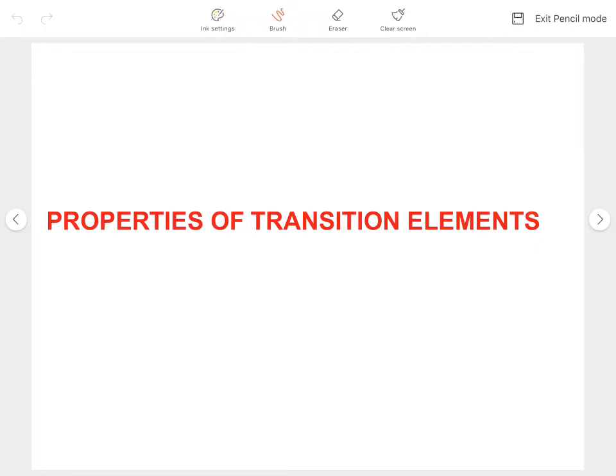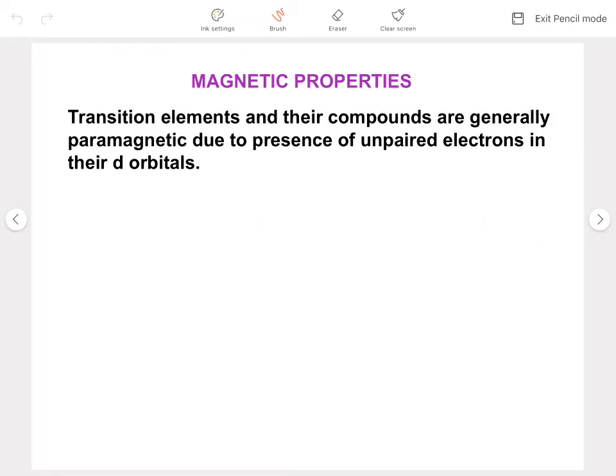Properties of transition elements. Let's begin with the magnetic property. Transition elements and their compounds are generally paramagnetic due to presence of unpaired electrons in their d orbitals. Paramagnetism is a property by which a substance is feebly attracted by an external magnetic field, and it is due to the presence of unpaired electrons in it. And we all know that transition metals are the elements which have partially filled d orbitals.